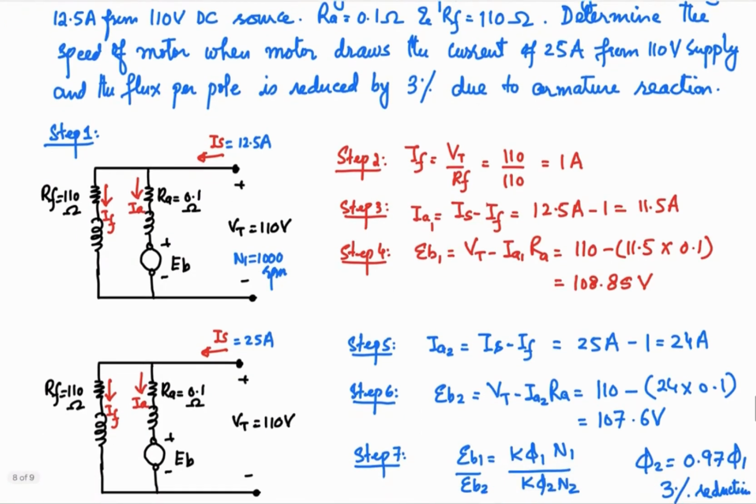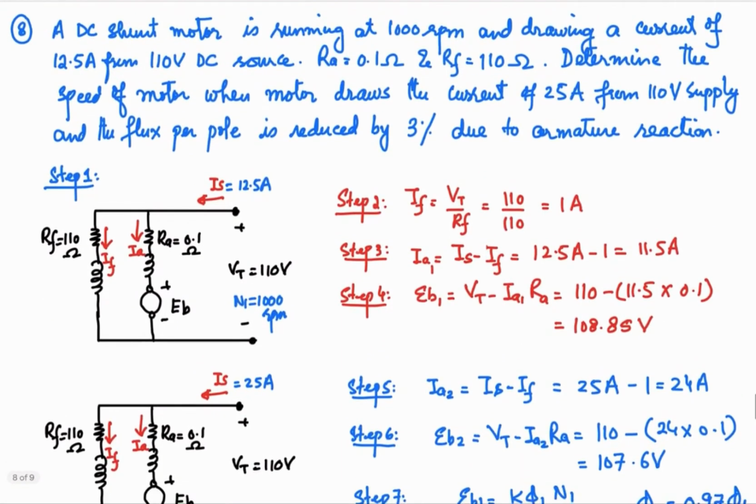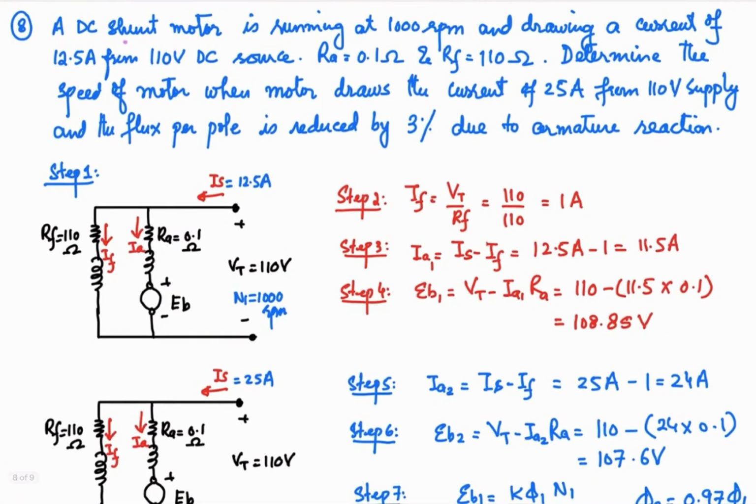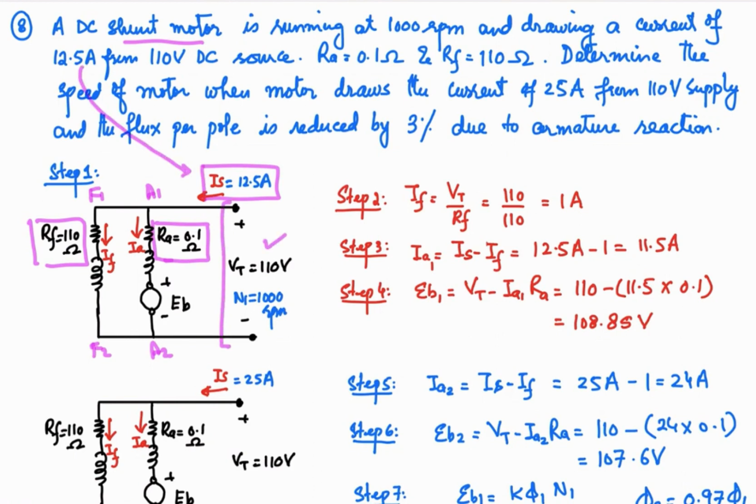Okay, so now first of all, let's draw the equivalent circuit for this one. As it is a shunt motor, you can see the field winding F1 and F2 in parallel to the armature A1 and A2, with a field resistance of 110 ohm, and the armature resistance is 0.1 ohm. Supply current is 12.5 ampere at the starting condition with the applied voltage of 110 volt, and the machine is running at the speed of 1000 RPM. Okay, so that is given to us. As a first step, we have drawn the equivalent circuit.